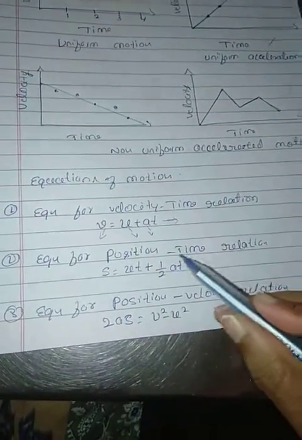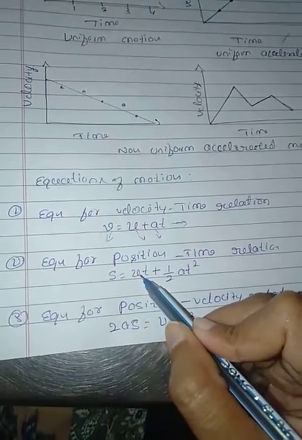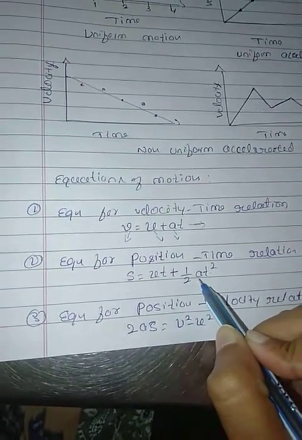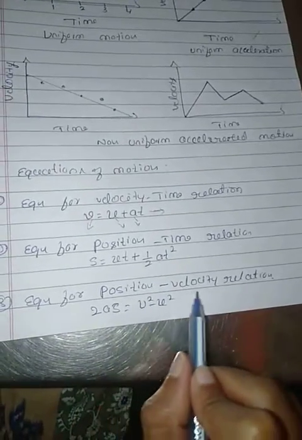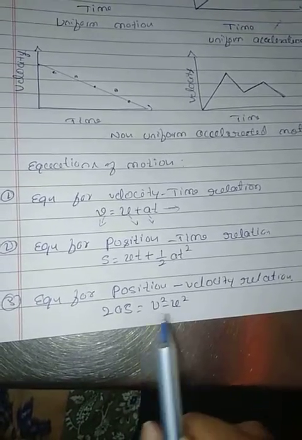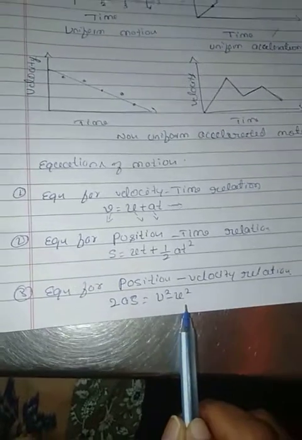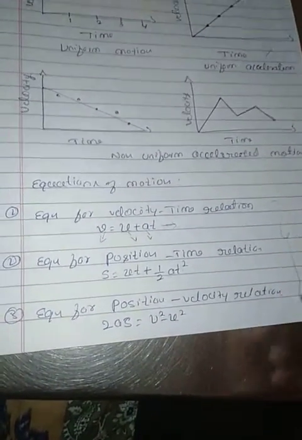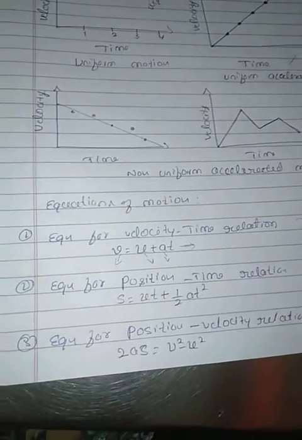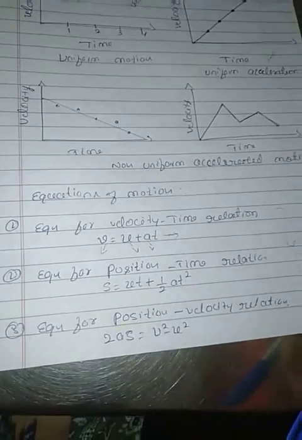The second one is the position time relation. Here s is displacement, u is initial velocity, t is time, a is acceleration. The last one is the position velocity relation. Here 2as = v² - u². Here a is acceleration, s is displacement, v and u are final and initial velocities. These are the equations of motion. These equations of motion are usually used to find the relationship between velocity and time, position and time, and position and velocity.